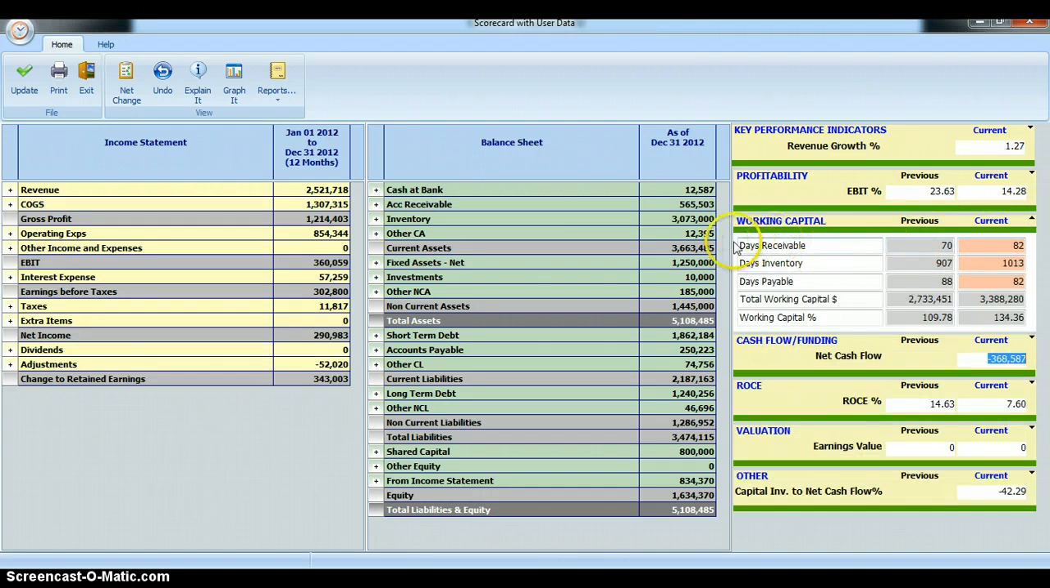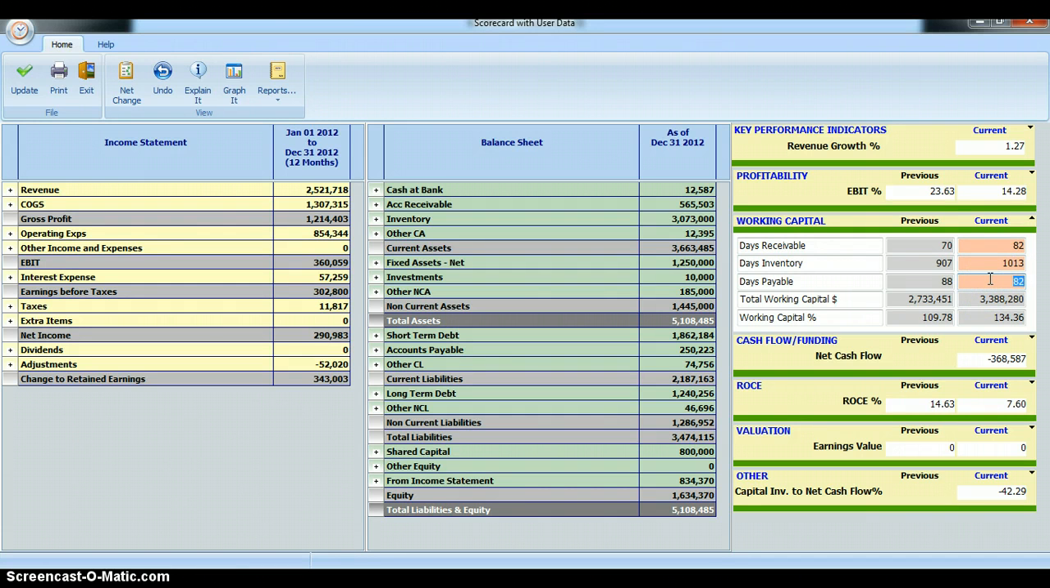You can see here that my receivables, the number of days it takes me to collect relative to the amount of sales that we have, has grown. So it used to take me 70 days to collect the sales cash that I generated. Now it takes me 82 days. That means I'm loaning my customers money. You can see that I had 907 days of inventory on hand the prior year. Now I have over 1,000 days of inventory. That's consuming cash.